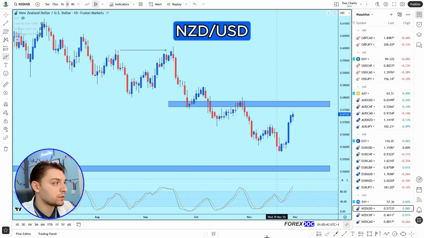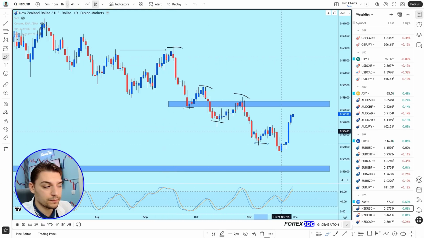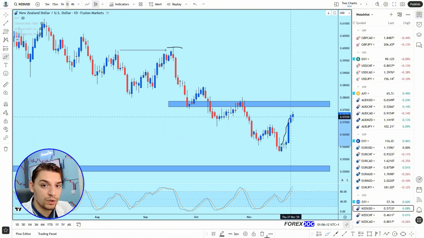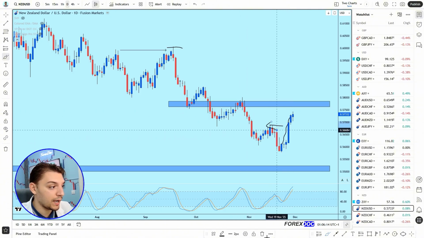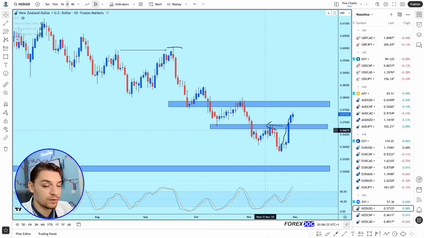This is New Zealand dollar, US dollar, and we can see here series of lower highs and lower lows. However, last week was very bullish for this pair and we can see this very impulsive bullish move that broke this previous high. Now if you look left, we will see that this zone acted both as a support here and as a resistance here.